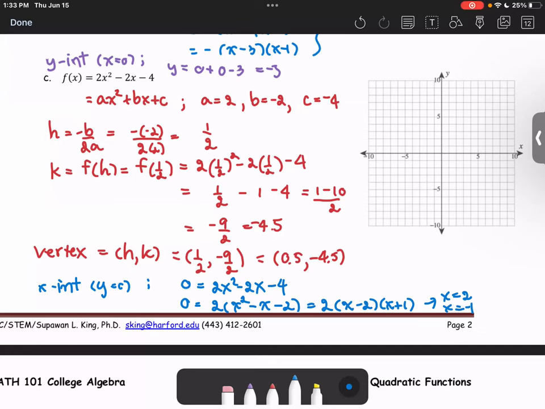The vertex 0.5, -4.5. So it's going to be down here, somewhere over there. And then the x-intercepts 2, 0, and -1, 0.